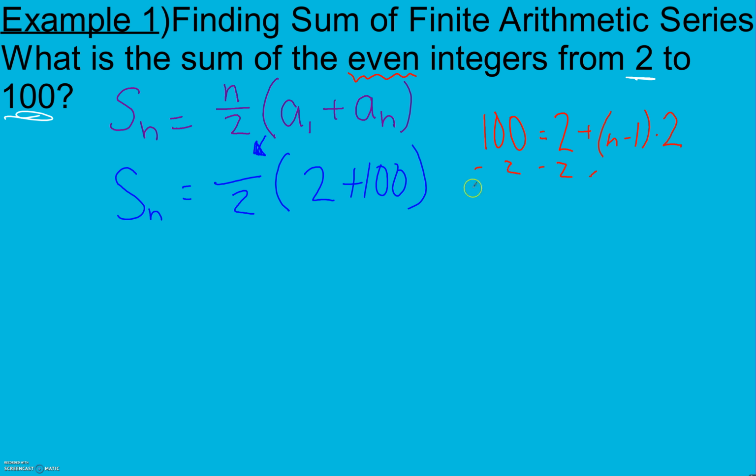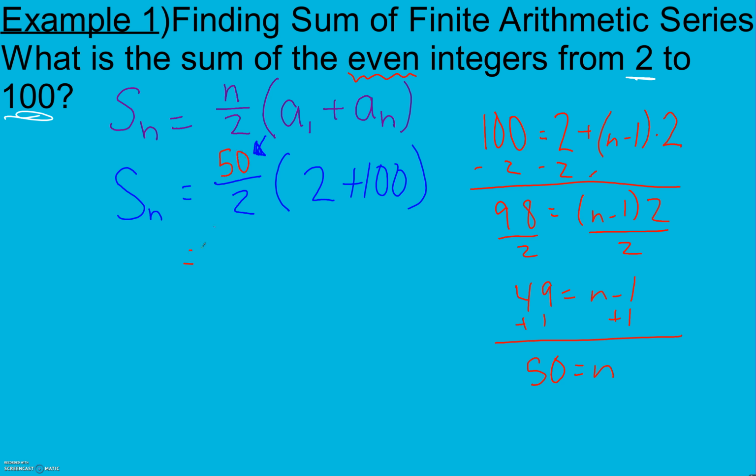Subtract 2. Divide by 2. We get 49. Add 1. So n equals 50. So 50 is our n value.